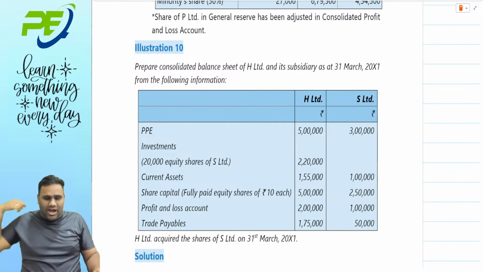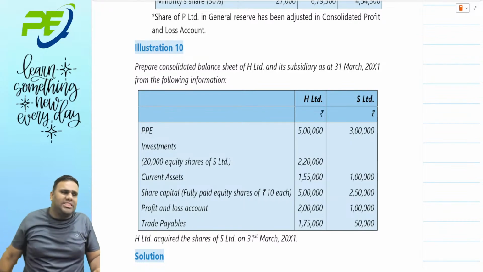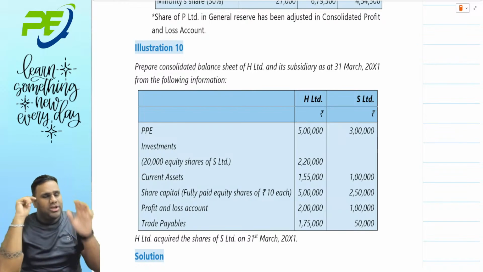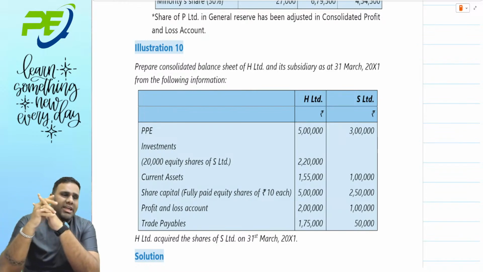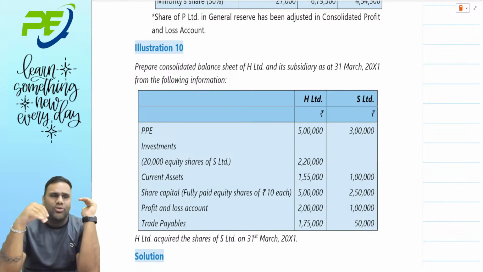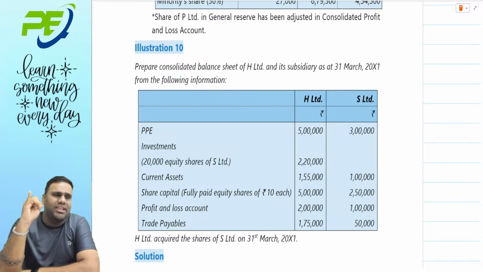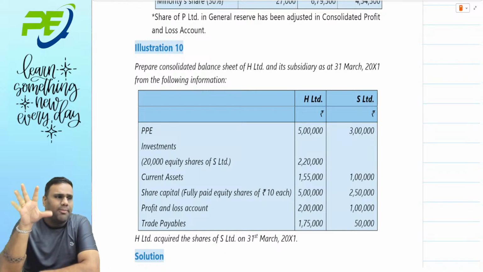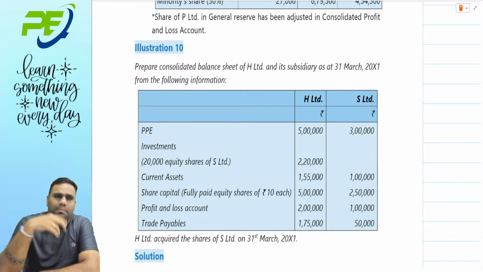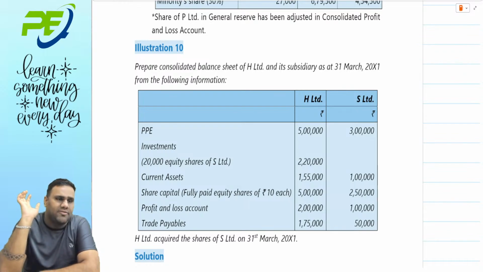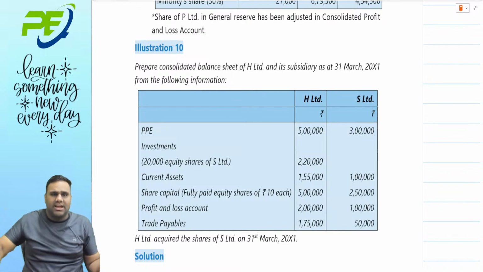Okay, so now let's begin. Let's begin with the consolidation. In the previous class, we did a few more problems on calculating cost of control. For cost of control, we compare purchase consideration and share of holding company at the time of acquisition. If you are paid more, then goodwill. If you are paid less, then it is capital reserve. Then a few unique problems we saw in yesterday's class, and in today's class, let's directly begin with the consolidation.